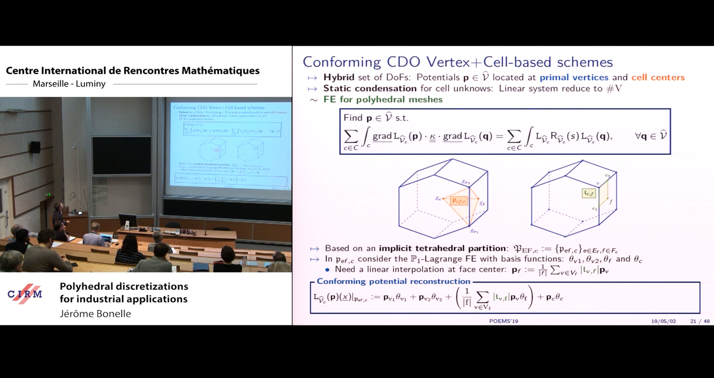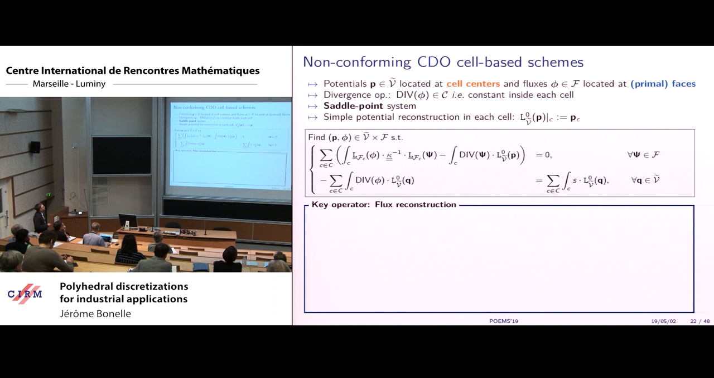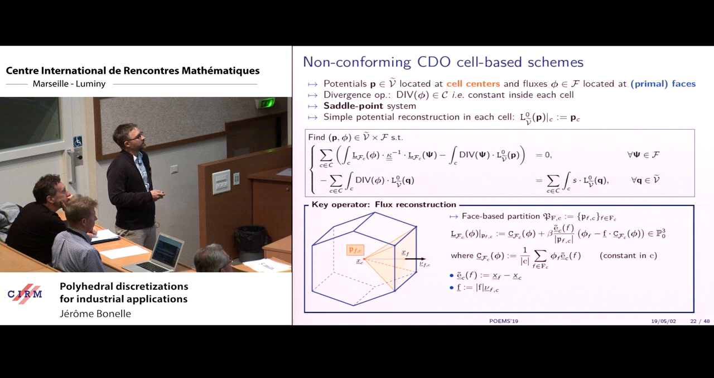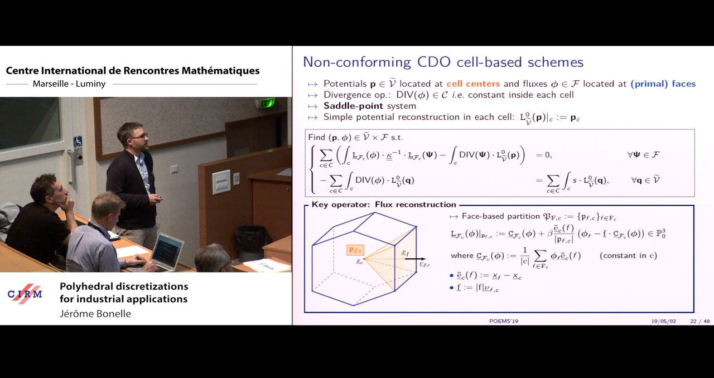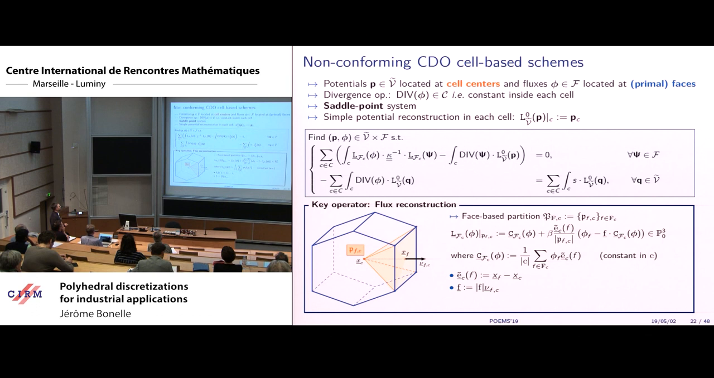Now, if we consider cell-based schemes, the discrete formulation is this mixed one, and the key operator is how to reconstruct the discrete flux. This is a saddle point problem, which is not the best starting point for efficiency. And now it's not a gradient but the divergence which appears. We use the same kind of reconstruction, a consistency part, which is constant inside the cell, and a stabilization part, where the geometrical quantities are either this array or the vector area for this face. And so the reconstruction is piecewise constant in each pyramid.